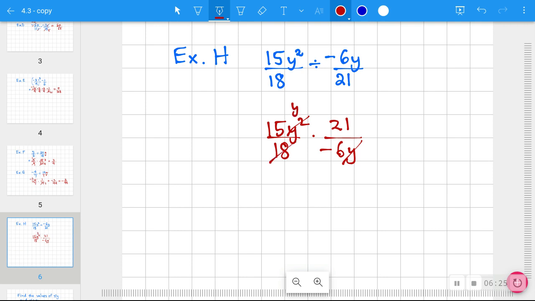18 and 21 both divide by 3. And 15 and -6 both divide by 3. Now, very carefully reconstruct all the numbers across the top. There's a 5, a y, and a 7. Multiplying those gives 35y. And across the bottom, 6 times -2.